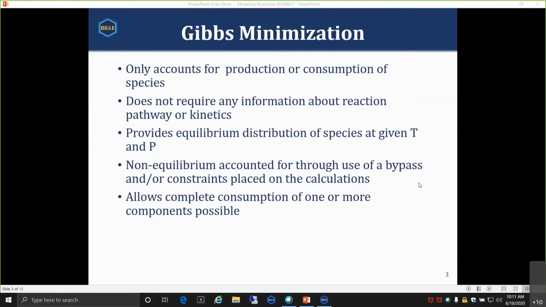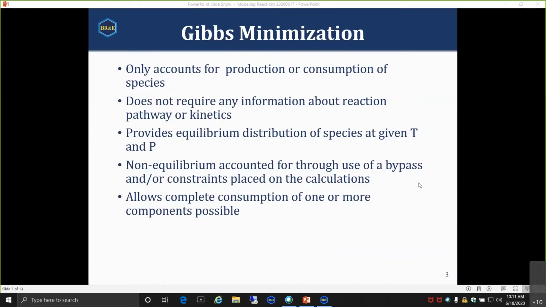In ProMax, you can account for non-equilibrium effects through either a bypass or constraints, but these are going to be more in the sense of matching plant data as opposed to actually trying to determine an extent of reaction a priori, or using a given sized reactor.